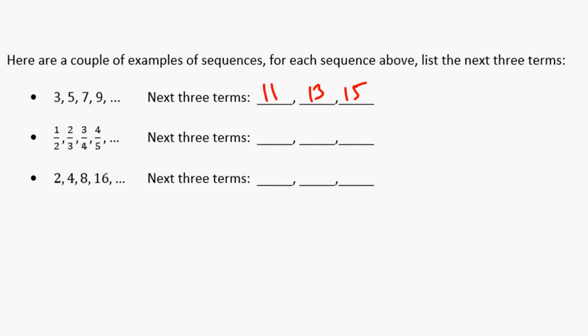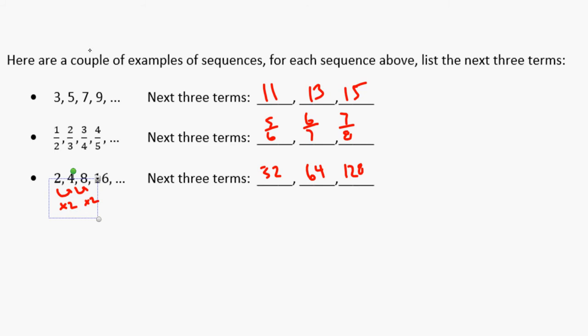Next one, 1/2, 2/3, 3/4, 4/5. The next ones have to be 5/6, then 6/7, and 7/8. How did I do that? I just kept adding 1 to the numerator and denominator. Last one, 2, 4, 8, 16, and I also have 32, 64, and 128. Here I saw that I was multiplying by 2 each time.